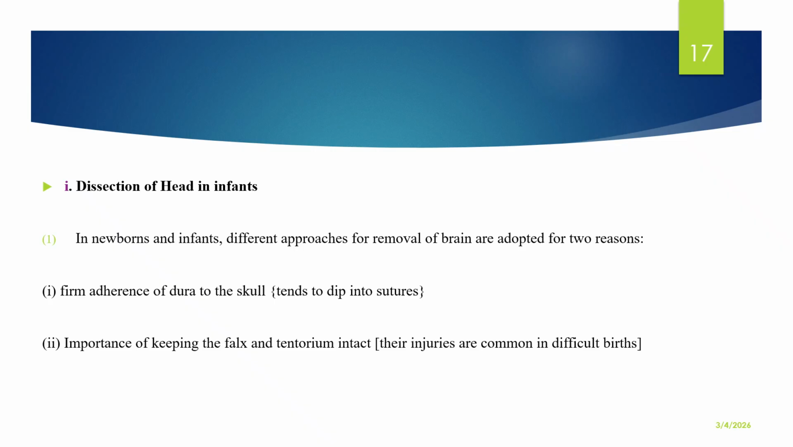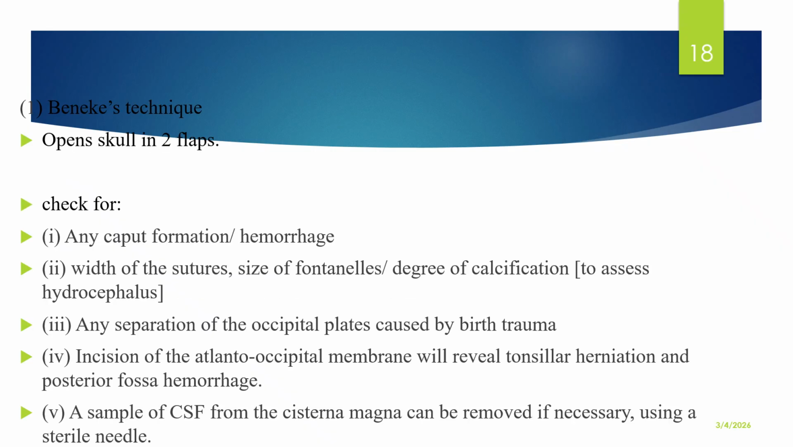Okay, we'll see that. One is Benke's technique. That is, it opens the skull in two flaps, and you have to check for any caput succedaneum formation, width of the suture, size of the fontanelles, degree of calcification, any separation of the occipital plates caused by the birth trauma. Incision of the atlanto-occipital membrane will reveal tonsillar herniation and posterior fossa hemorrhage, and a sample of CSF from the cisterna magna can be removed if necessary using a sterile needle.